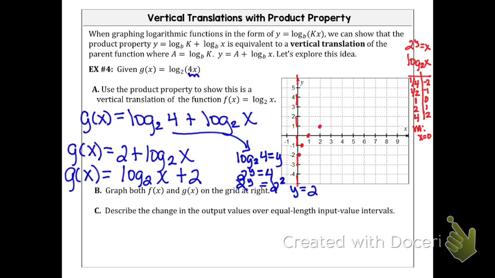One and 4 is 2. And so we can see our graph right here. That's our parent function. Now for our new one, it's just our parent function up 2, so we're going to add 2 to the y values. So we still have our x's are the same, and our y's are going to go up 2.